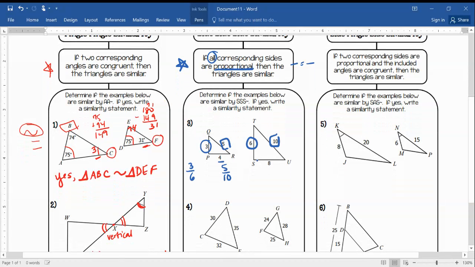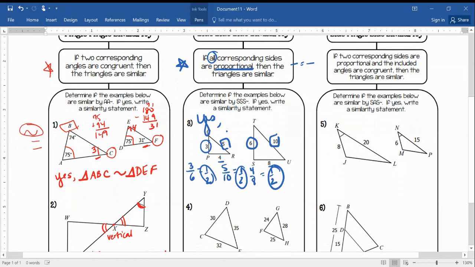Okay, so what does 3 over 6 reduce to? Half. 5 over 10 is a half, and so is 4 over 8. So are all three of these ratios of the corresponding sides equal? Yes. So this means, yes, these are similar. They're not congruent, they're just similar.